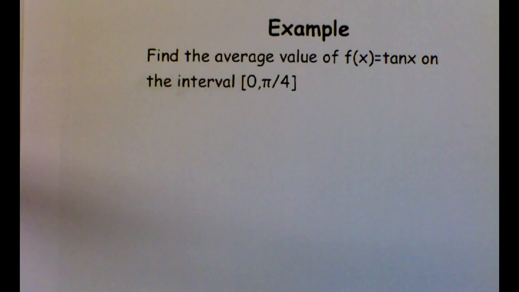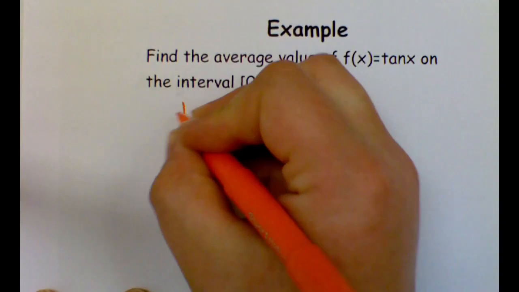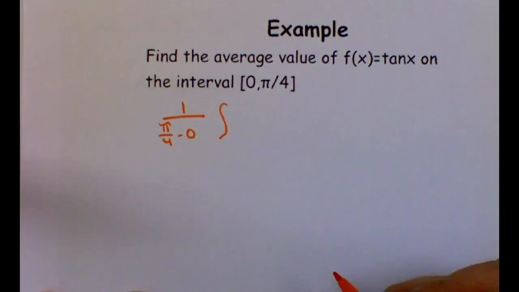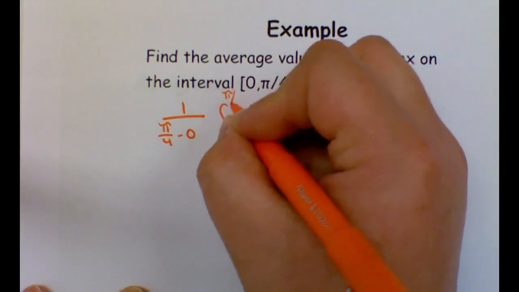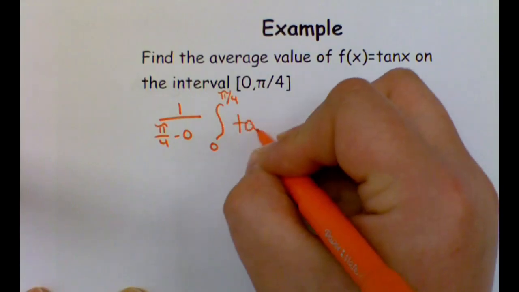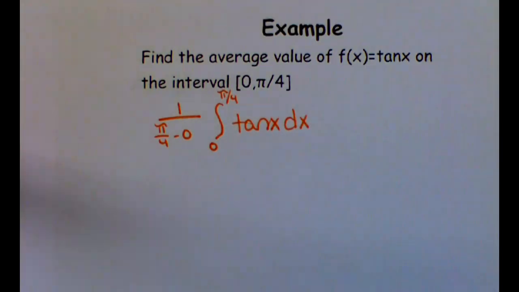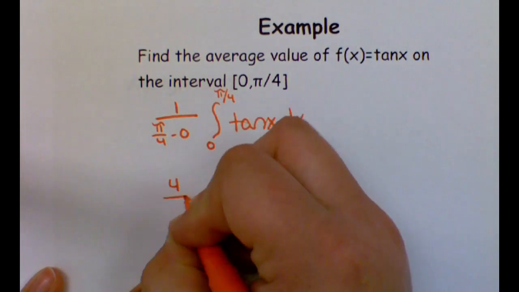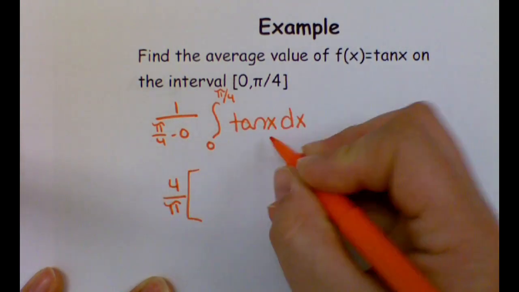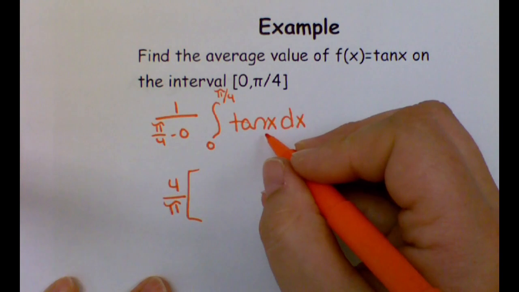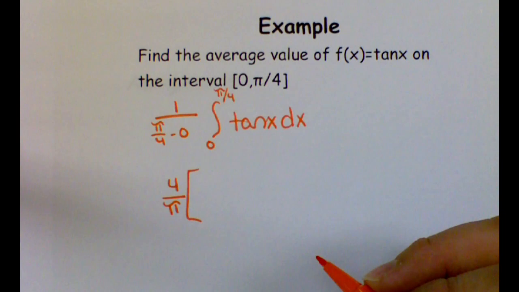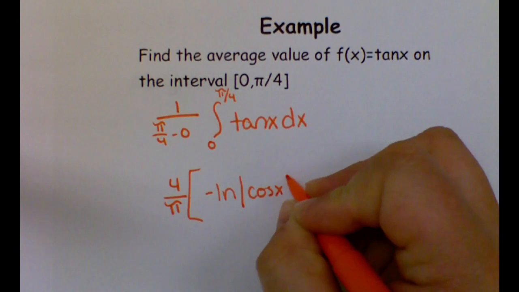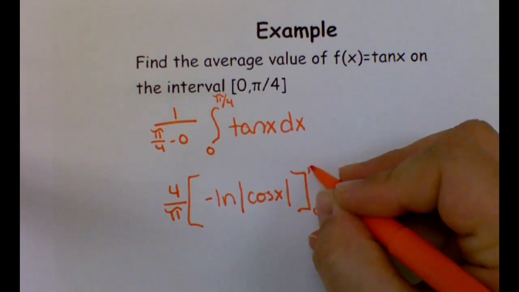All right, we have an average value. So remember, to find the average value, we take 1 over b minus a, so 1 over pi over 4 minus 0, times the definite integral from 0 to pi over 4 of our function, which is tangent of x dx. All right, well, 1 over pi over 4 minus 0, that's 4 over pi. The antiderivative of tangent of x is negative natural log the absolute value of cosine of x from 0 to pi over 4.